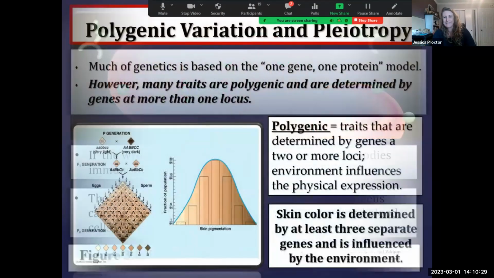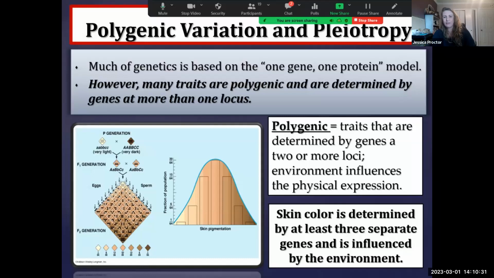Okay. So last slide. I mentioned that many genes are far more complicated than that Mendelian one gene, one protein model. We did Punnett squares, and we talked about several things. We talked about earlobe form, tongue rolling, widow's peaks, hitchhiker's thumbs, and PTC tasting. So there are about 10 traits that are monohybrid. But most human characteristics are far more complicated than that.